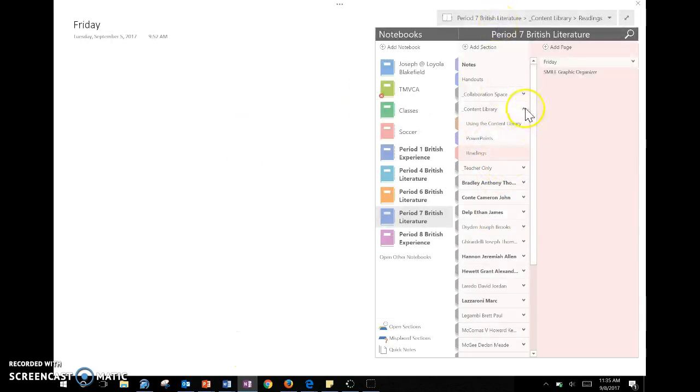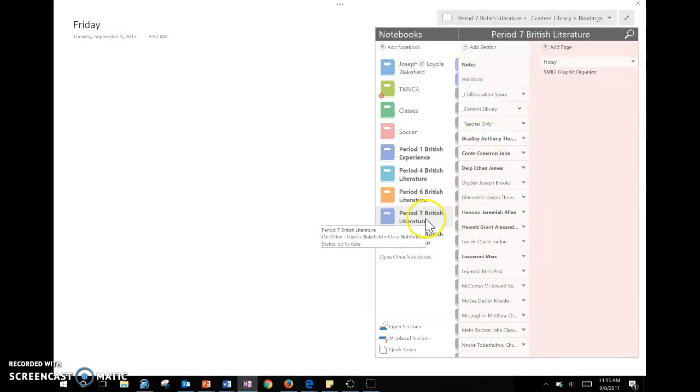I am in one of my class notebooks that I've set up for one of my classes. So you'll see along here are the names of all of the students that are in my Period 7 British Literature notebook. As you see, the bolded names indicate that there's some sort of content that the students have added into that notebook that I have not checked. Just to give you a sense of what we're looking at over here. So these students that are not bolded haven't written anything in there yet.